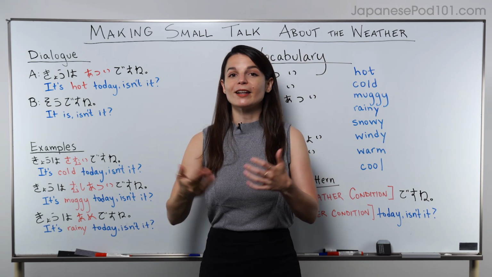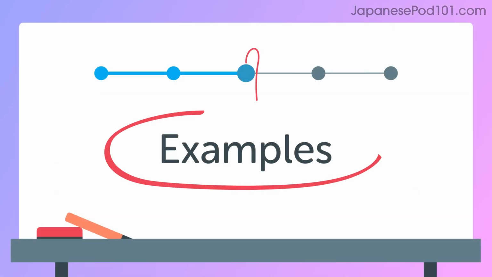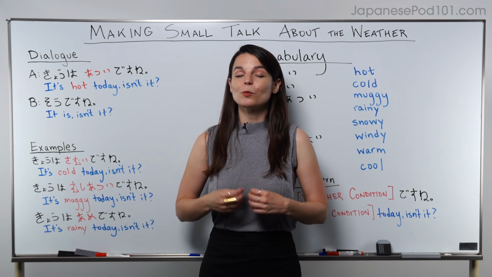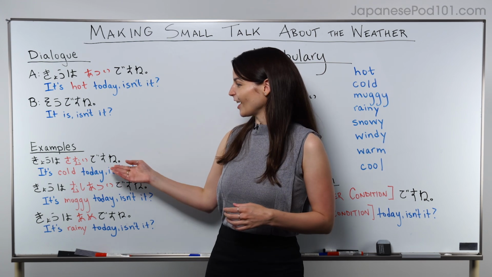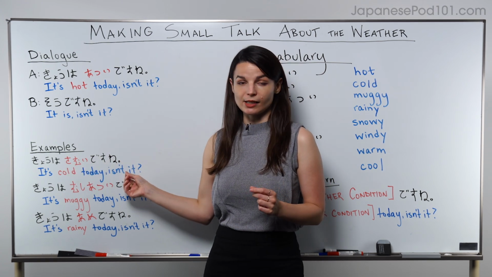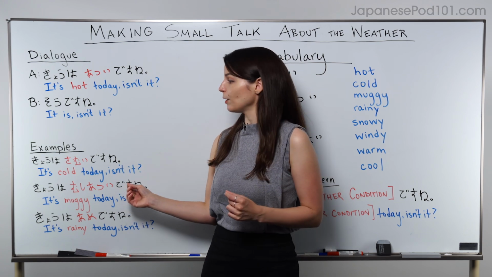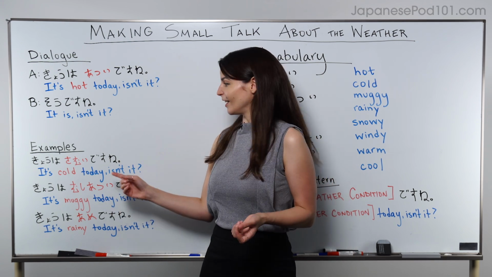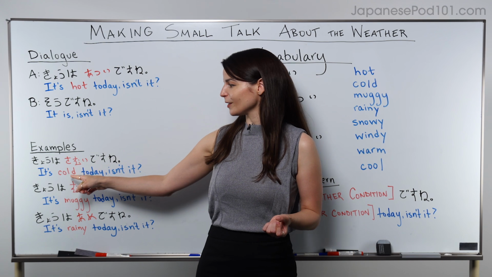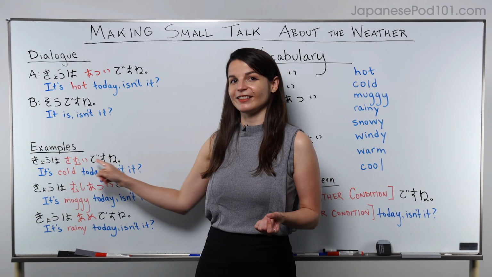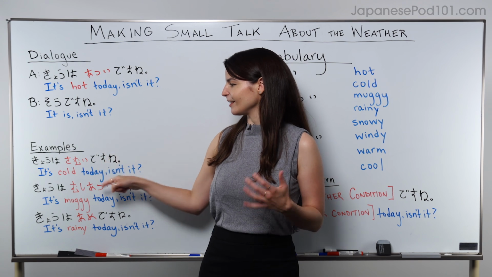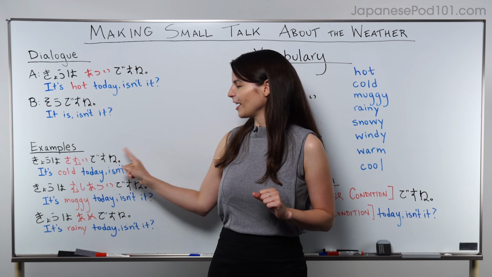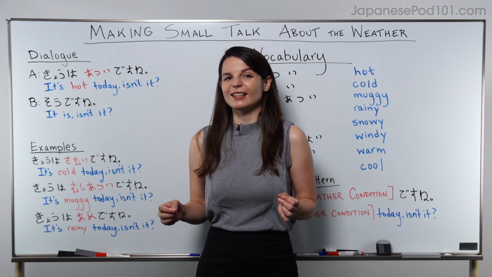Let's take a look at a few more example sentences now. First we have 今日は寒いですね, which means it's cold today, isn't it? In this sentence, the weather word is 寒い, cold. It comes before this ですね. So this です represents in English kind of the is feeling for the sentence, and this ね at the end makes it kind of a confirmation question. It's cold today, isn't it?